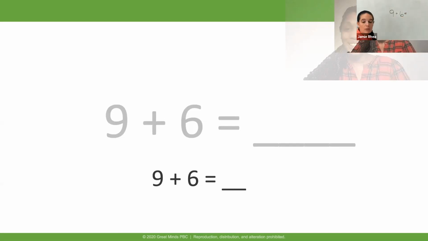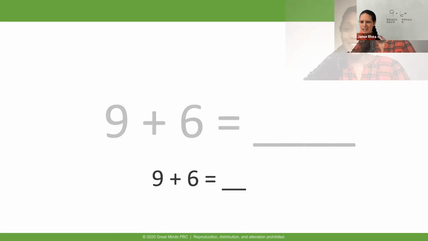Now, remember, simple math drawing with circles, and make them in a 5 group. Okay, so if I'm going to do 9, 1, 2, 3, 4, 5, top row, 6, 7, 8, 9. We'll make 6 the same way, 5 group, okay? 1, 2, 3, 4, 5, and 6. Now, we made our simple math drawing.